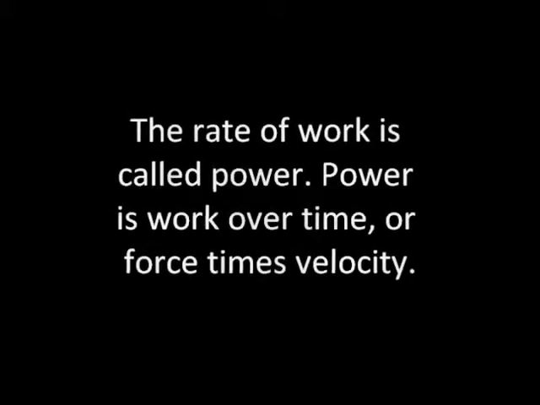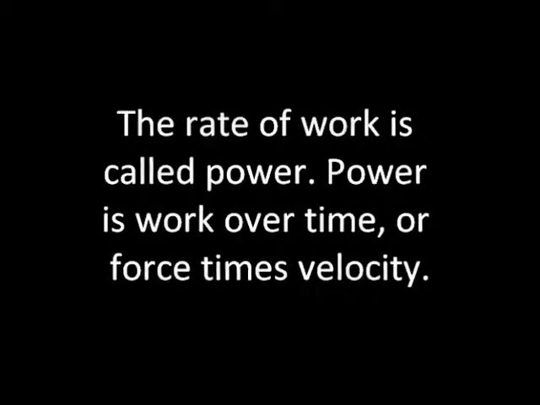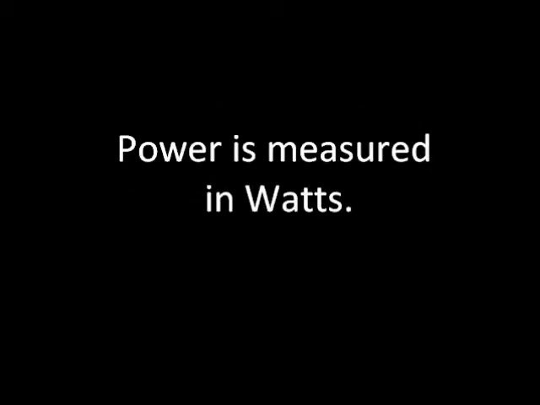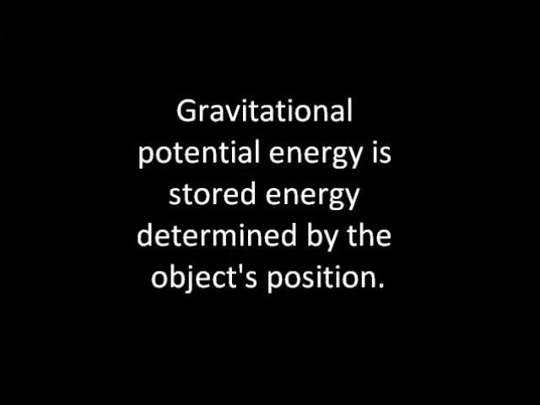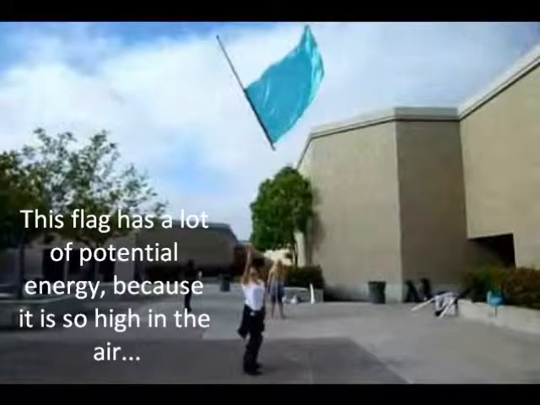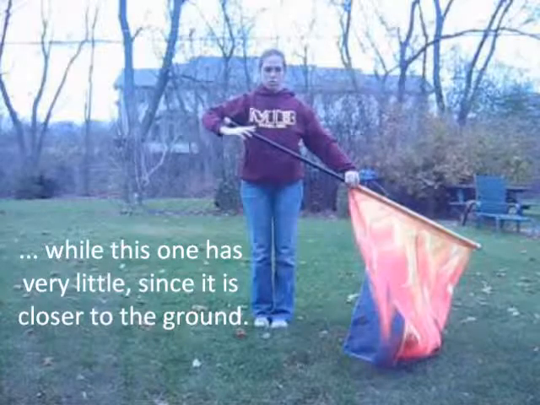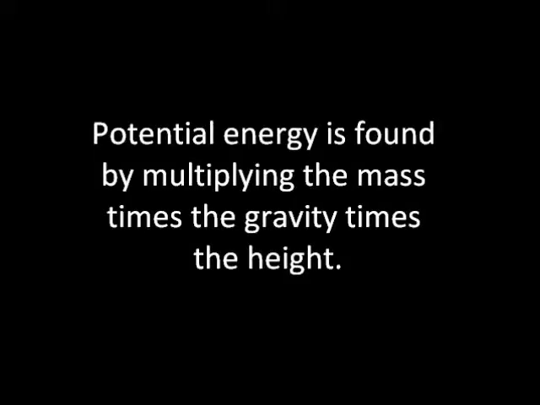The rate of work is called power. Power is work over time, or force times velocity. Work done on an object is equal to the kinetic energy the object has. Gravitational potential energy is stored energy due to the object's position relative to a reference level. Potential energy is found by multiplying the mass by gravity by the height.